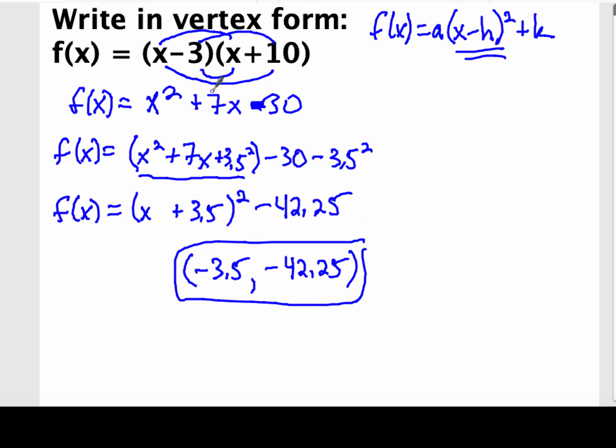But again, hopefully that helps you remember how to complete the square. Take two parts, the x squared and the x to the first terms, convert that into a perfect square, and take advantage of that to make this vertex form.